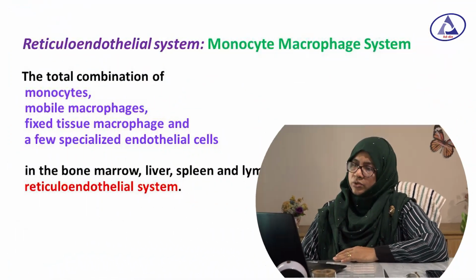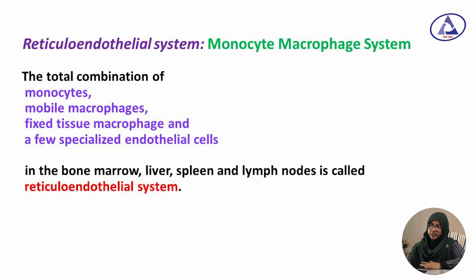Today is the last class of WBC. I am going to discuss in detail the reticuloendothelial system. The reticuloendothelial system has another name, the monocyte macrophage system. It is actually the combination of monocytes, mobile macrophages, fixed tissue macrophages, and a few specialized endothelial cells in the bone marrow, liver, spleen, and lymph nodes, collectively called the reticuloendothelial system.